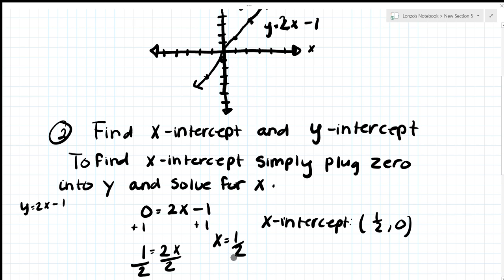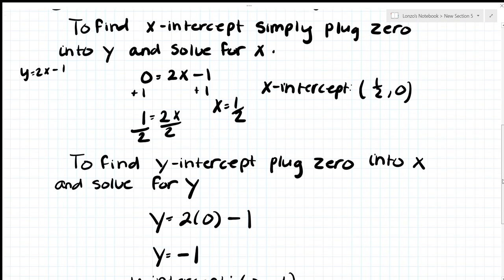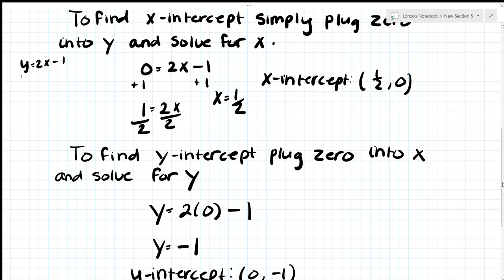I get x equals 1/2. But you always want to put your intercepts in coordinate form because it's easier when you graph it. So the x-intercept in coordinate form will be (1/2, 0). The y is always 0 for the x-intercept. Now, you need another point, and that other point will be the y-intercept. To find the y-intercept, you simply plug in 0 for x and solve for y. Remember, you're given y equals 2x minus 1, so wherever you see an x, you plug in 0. So y equals 2 times 0 minus 1, which gives -1. So the y-intercept in coordinate form is (0, -1).